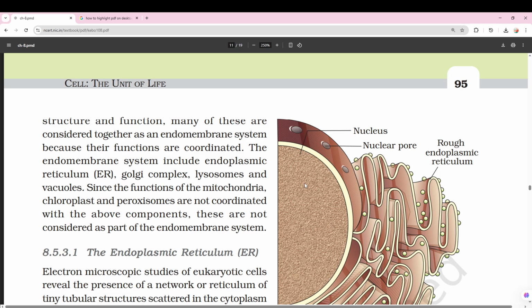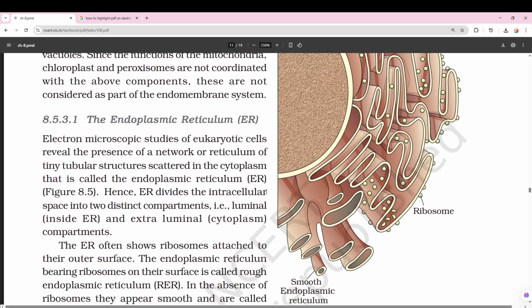Now this is an assertion reason question. Endoplasmic reticulum.